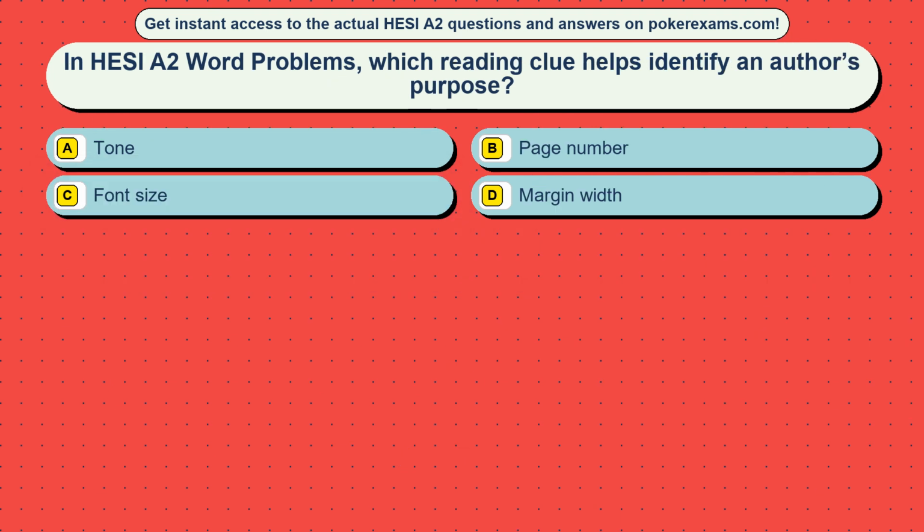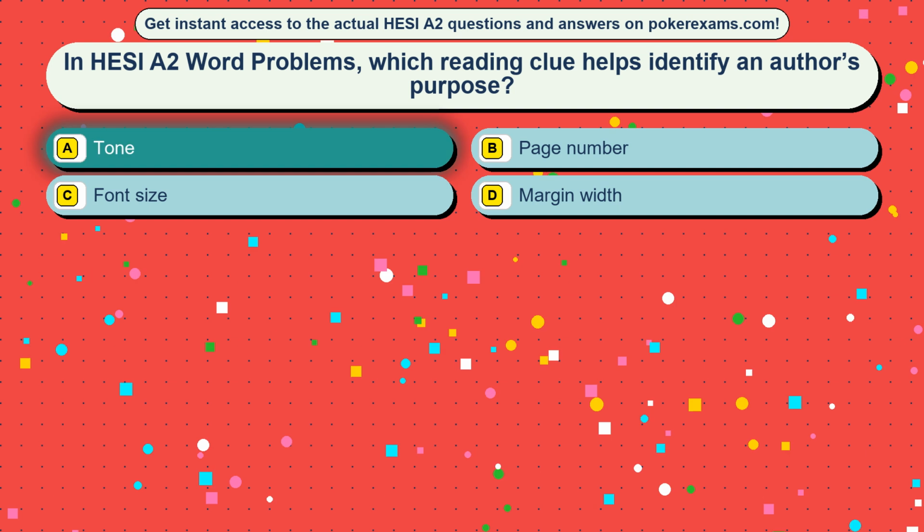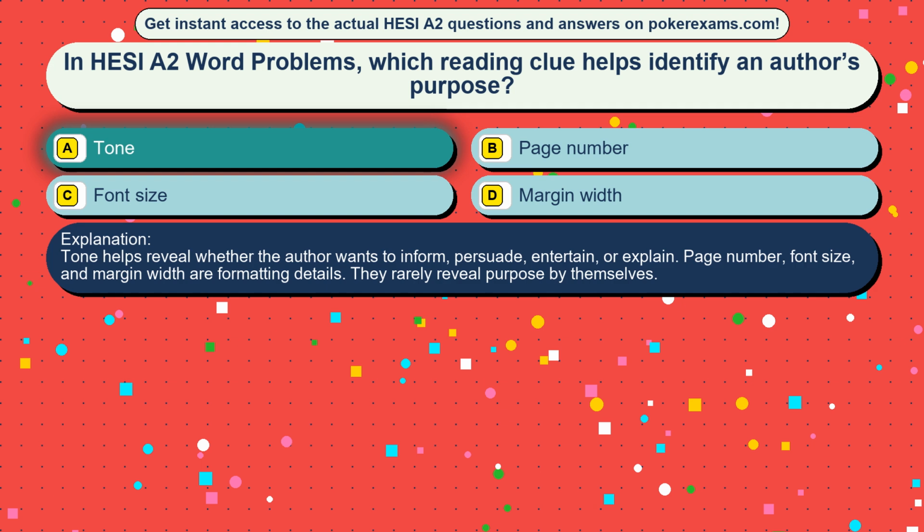Question 13. In HESI A2 Word Problems, which reading clue helps identify an author's purpose? Option A, tone. Option B, page number. Option C, font size. Option D, margin width. The correct answer is option A, tone. Tone helps reveal whether the author wants to inform, persuade, entertain, or explain.